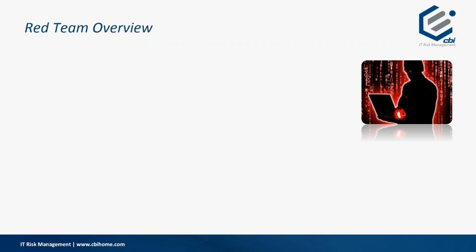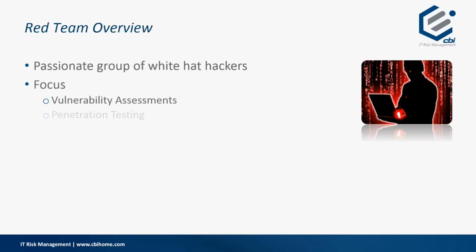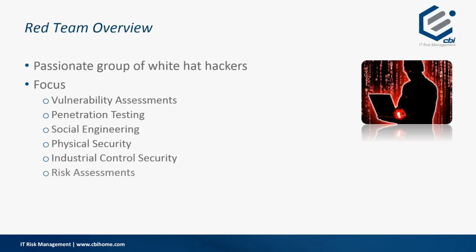So what do we do on the Red Team? Well, at an elementary level, the Red Team is offensive, Blue Team is defensive. So we are a passionate group of white hat hackers here at CBI on the Red Team. We have a specific focus behind some of these different tracks: vulnerability assessments, penetration testing, social engineering, physical security, industrial control and SCADA assessments, as well as risk assessments and security awareness training.